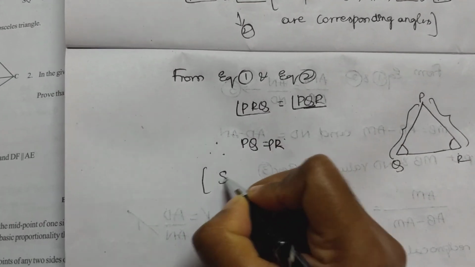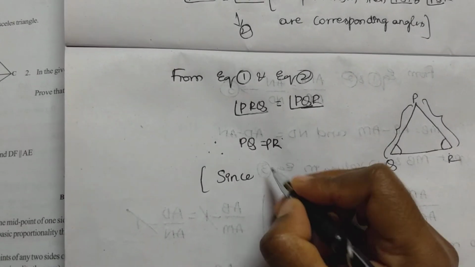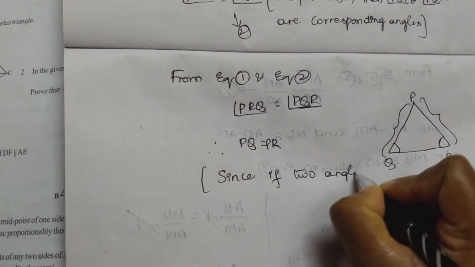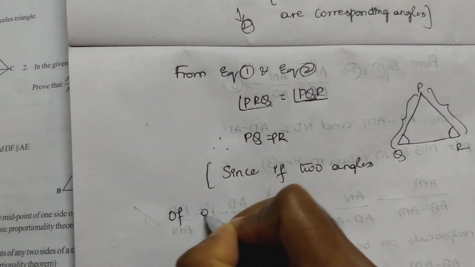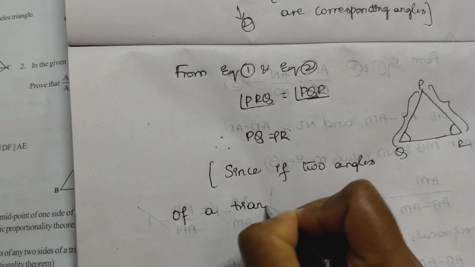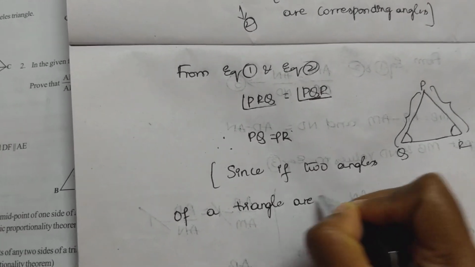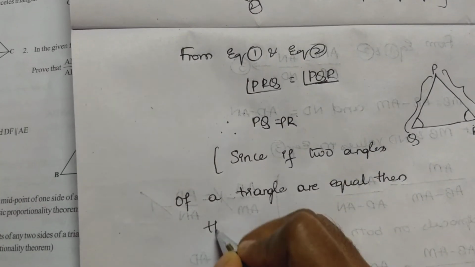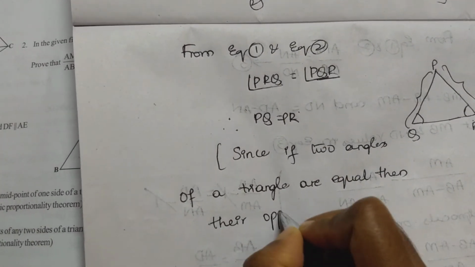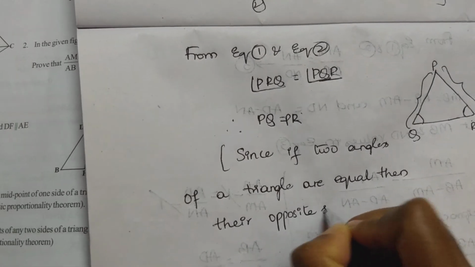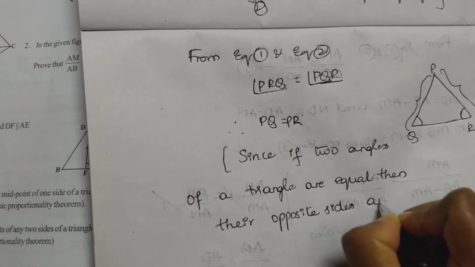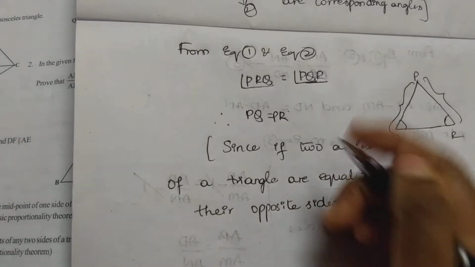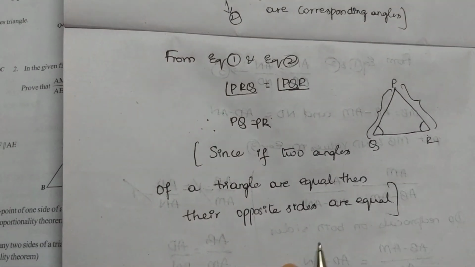Write the condition: since if two angles of a triangle are equal, then their opposite sides are equal. Here, for the triangle PQR, two sides are equal.